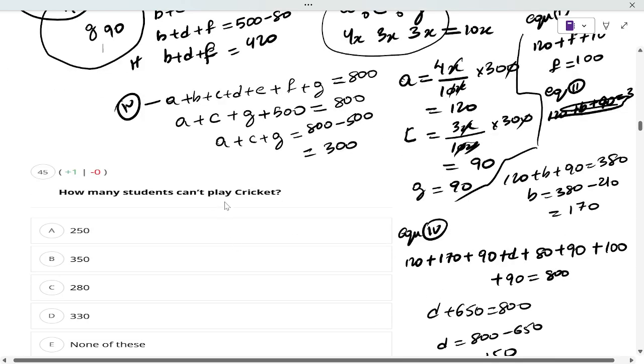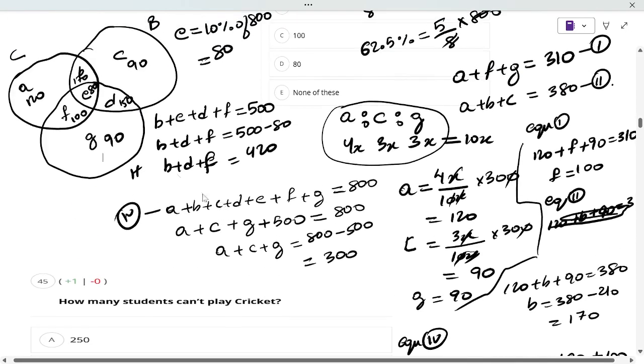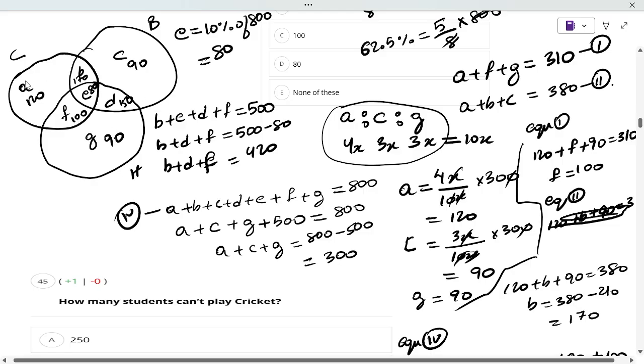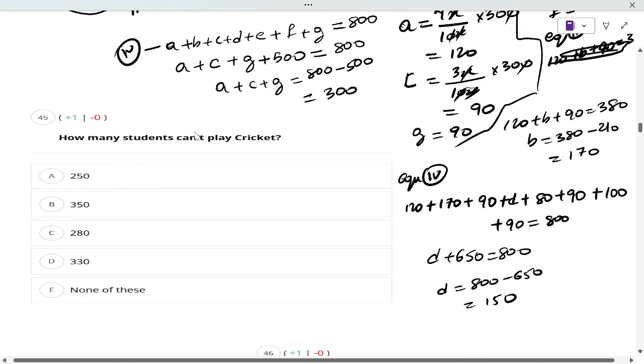How many students can't play cricket? If they're asking us to find those people who can't play cricket, then we'll subtract the cricket total number. So 120, 170, 80 and 100, you add it and subtract from 800, or you just add the rest, because cricket is A, B, E and F. So you add C, D and G. C is 90, D is 150, then this will give us 240. 240 plus 90 will give us 330. So the answer is 330.